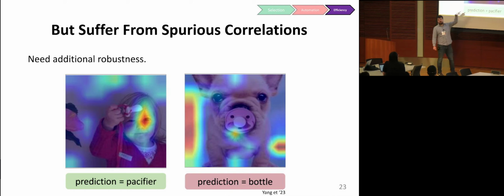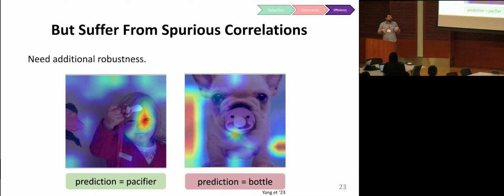But if we look at this heat map, something interesting is going on. It's not focused on the pacifier. These colors are basically telling us what the model was really looking at to make its decision. And if you see that, it's actually focused on the toddler. It's not looking at the pacifier at all. So it made the right prediction, but it did it for the wrong reasons.